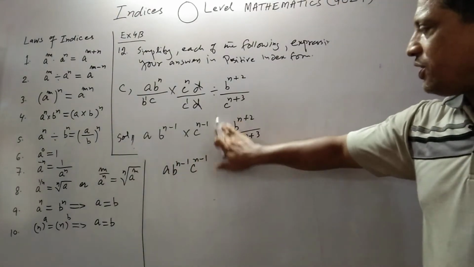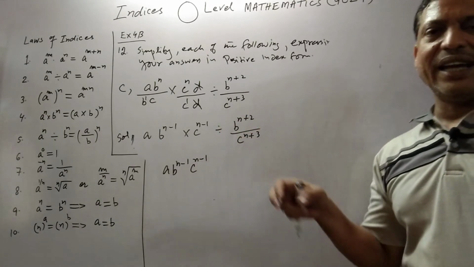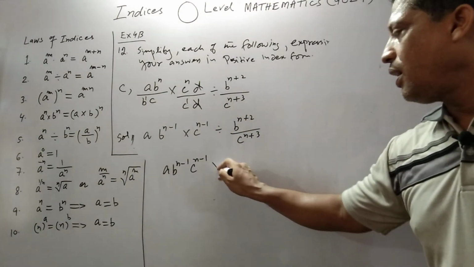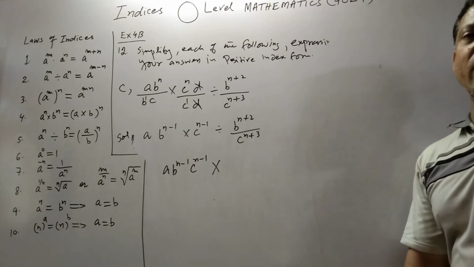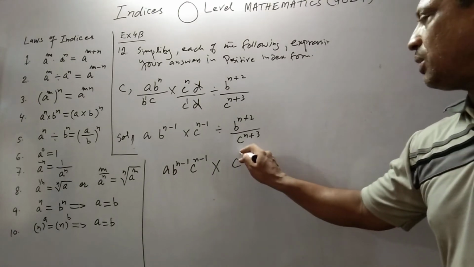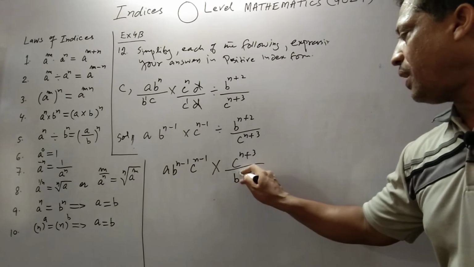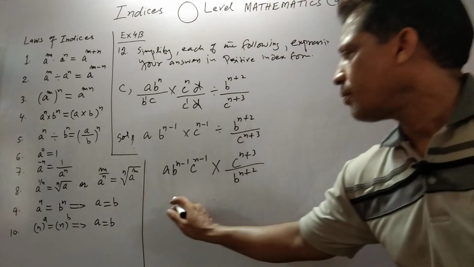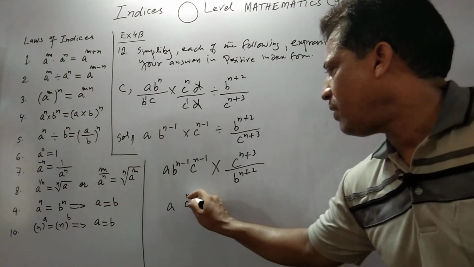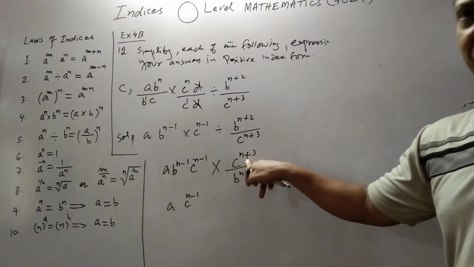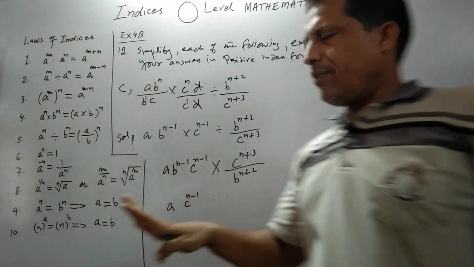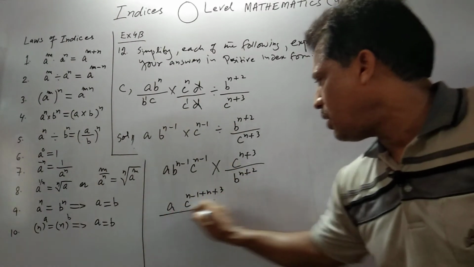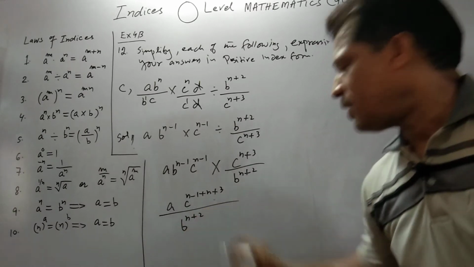Again, change this divide sign into a multiply sign. If we change this divide sign to multiply, the denominator becomes numerator and numerator becomes denominator. So c to the power n plus 3 upon b power n plus 2. The next step is a c to the power n minus 1. If bases are the same, then according to the first law, powers are added. n minus 1 plus n plus 3 upon b power n plus 2.